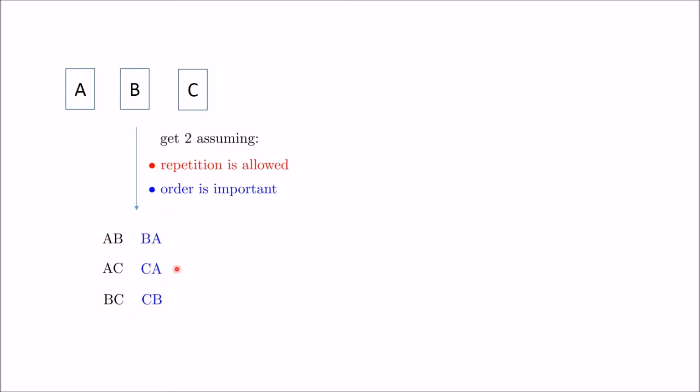Well, this is not the full list of possibilities, right? Because we're saying repetition is allowed, so you could have gone for double A, double B, double C. Okay, and that's it. That really is the full list. There are 9 ways of doing so. So 9 ways of taking 3 objects, grabbing 2 of them under these 2 assumptions.